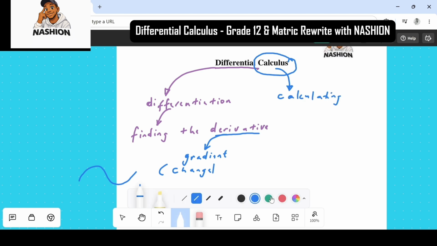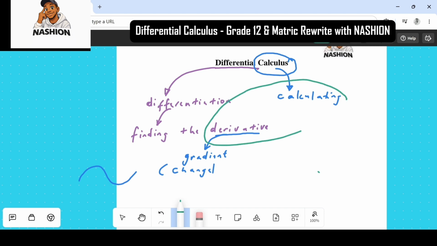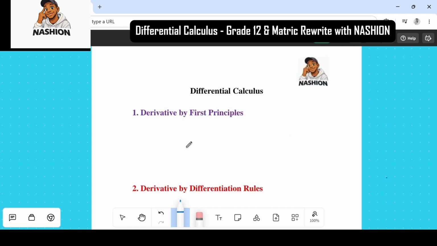So putting these two terms together, what we are going to see at the center of differential calculus is calculating the derivative. So let's first go through some topics. What we can expect in calculus questions are 4 categories of questions. The first one is the derivative by first principles. We're going to be calculating the gradient of a given graph using a formula that we call first principles.